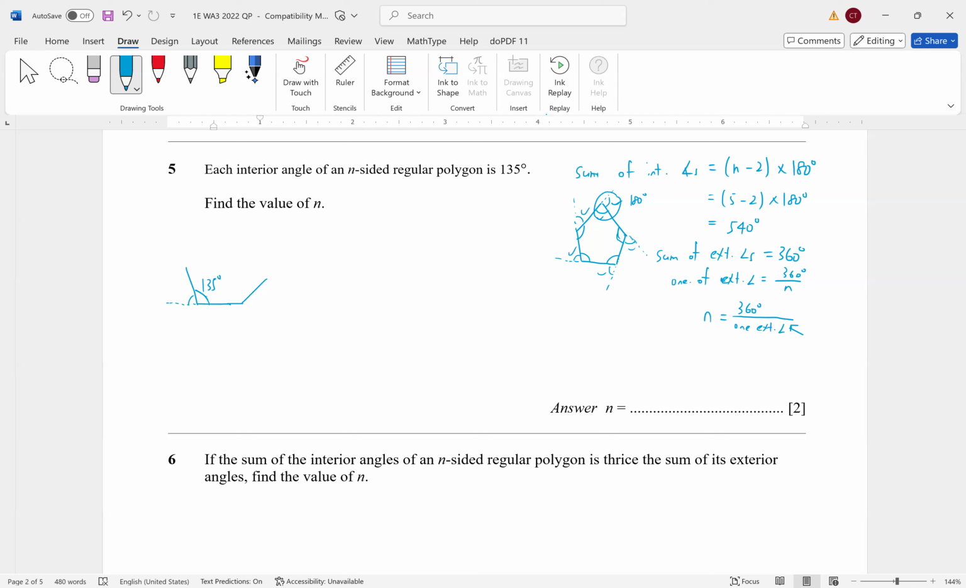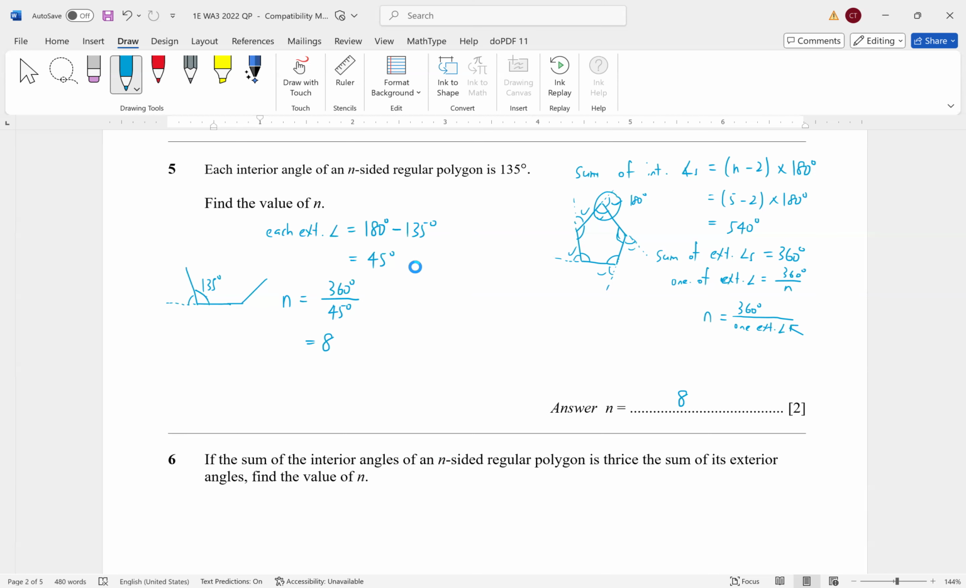Each exterior angle will be 180 minus each of the interior angles, so this will give me 45. Once I know the exterior angle is 45, I can find n already. So n will be 360 over 45, which gives us 8. This is a very important piece of knowledge: find the exterior angle first, and then 360 divided by the exterior angle will give you the number of sides.